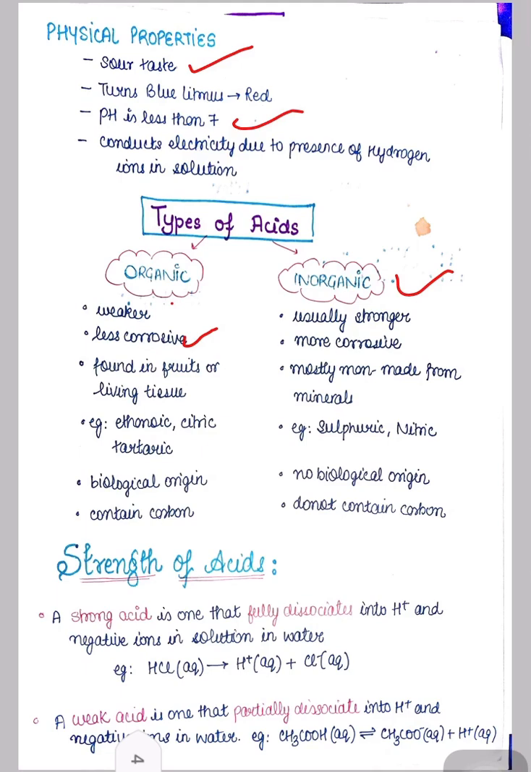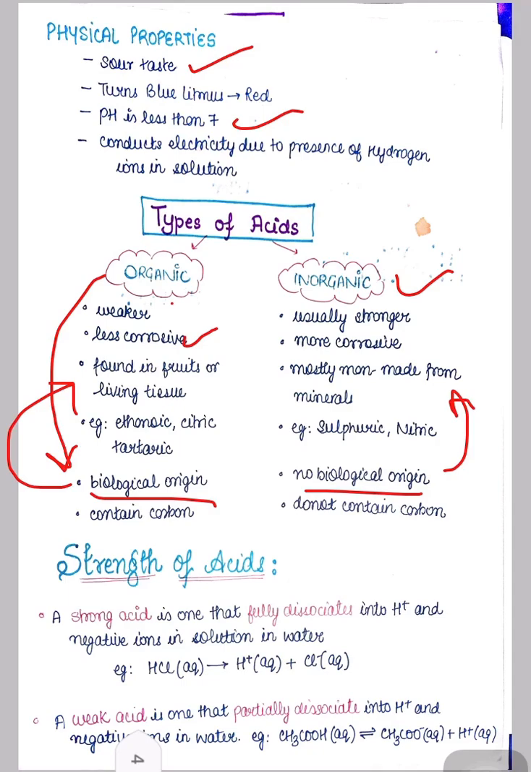So next, organic acids have a biological origin. Biological origin means they are mostly found in fruits or living tissues, but inorganic acids do not have any biological origin. They are mostly man-made or synthetic, and they are made from minerals. As we all know, the term organic is related to carbon, so they all contain carbon atoms, but inorganic acids do not contain carbon atoms.